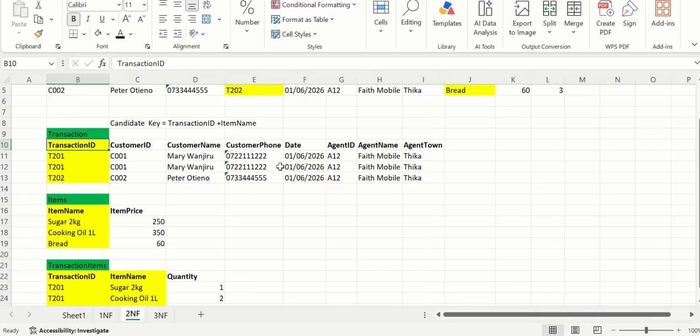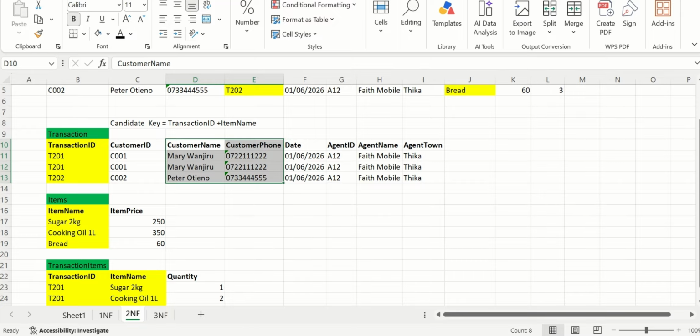So we expect all these non-key values should depend on this, but we have some non-key values who do not directly depend on this. For example, customer name and customer phone here, they depend on customer ID, not the transaction ID directly. So that means we will also have to split this.